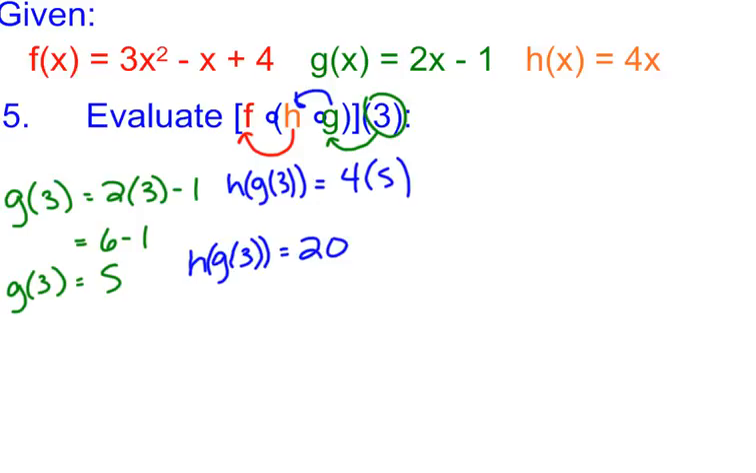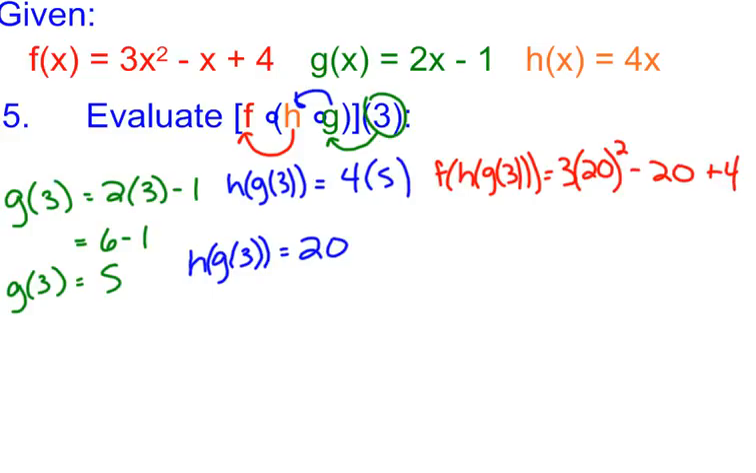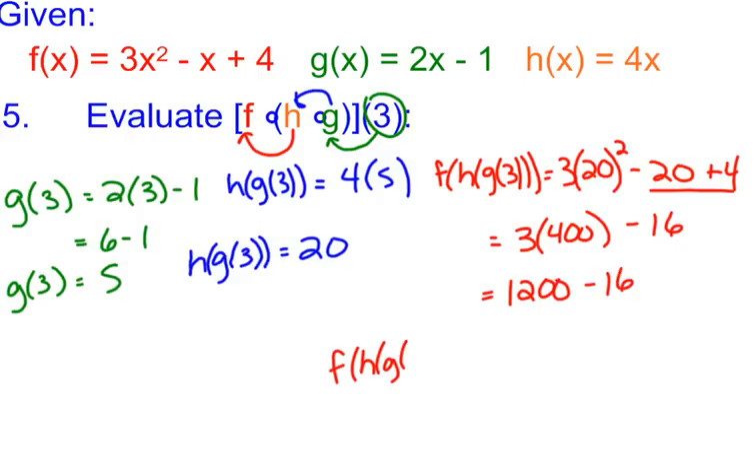Lastly, I'm going to take this answer and put it into the f of x equation. So f of h of g of 3 equals, and I have 3 times 20 squared minus 20 plus 4. So I'm plugging all of that into my f of x equation. So I reduce using my order of operations. 3 times 400, that's what 20 squared is, and then minus 16 if I add those. 3 times 400 is actually 1200. And so f of h of g of 3 equals 1200 minus 16, so 1,184.